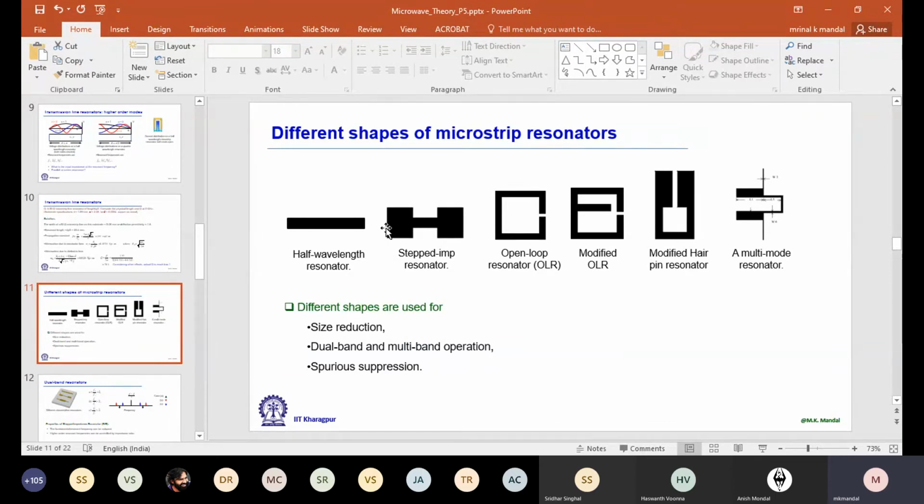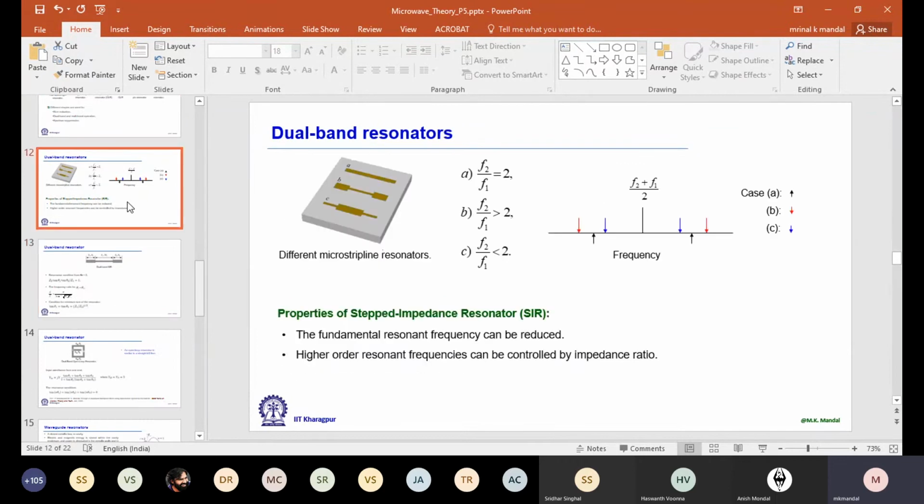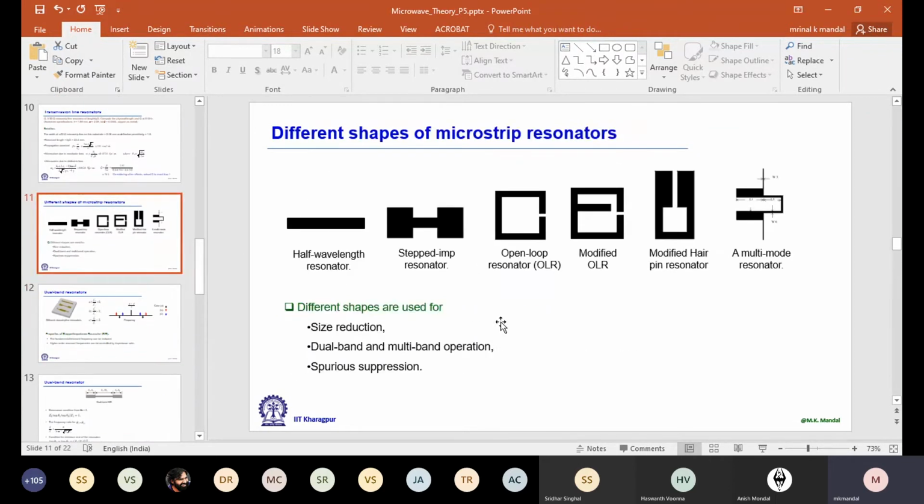So how do we do that? Well, I will discuss that later. Another form is the open loop resonator. Basically it's bent to decrease the overall occupied area.